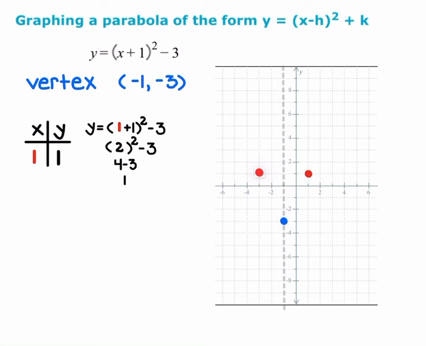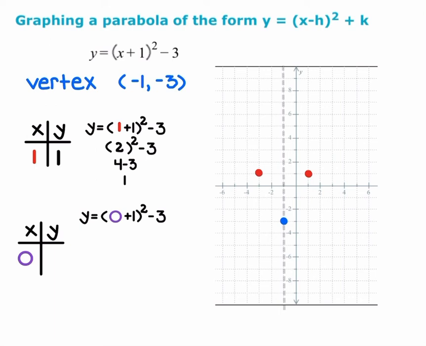Let's go ahead and select another x to substitute so we can plot one more point. I like selecting numbers close to the x-coordinate of the vertex. So 0 is pretty close to -1. Substituting 0 in for x, I have this equation here.